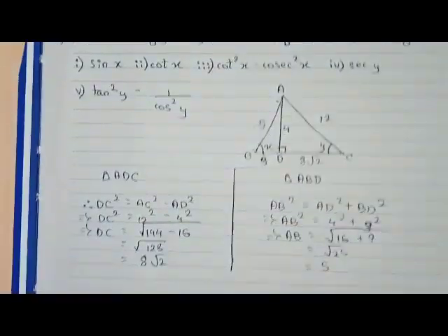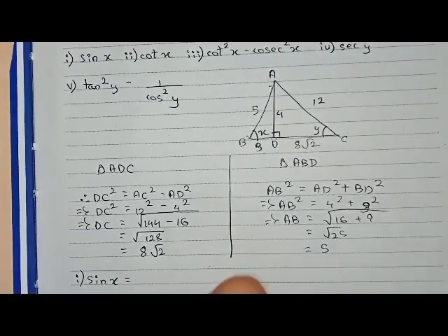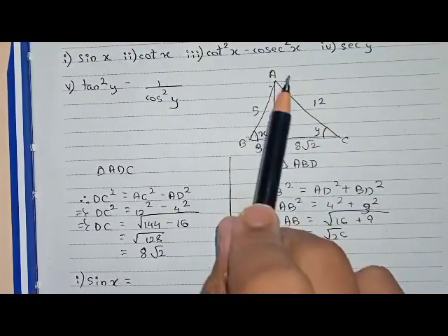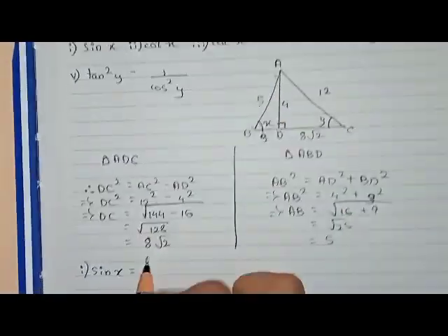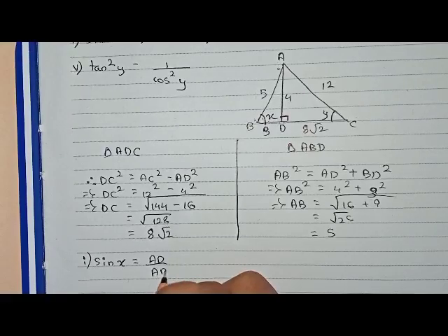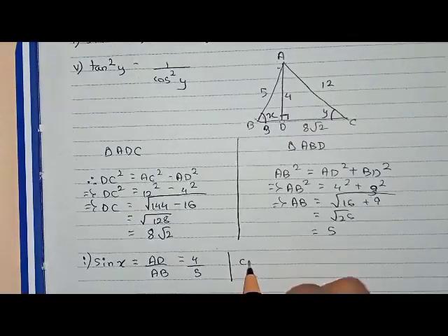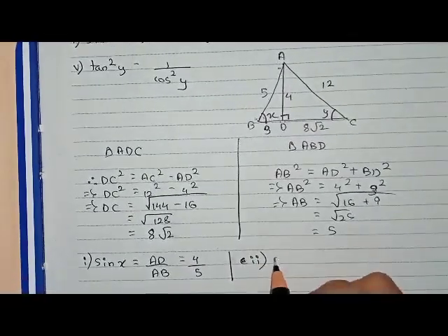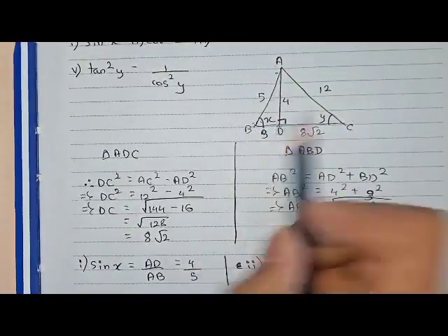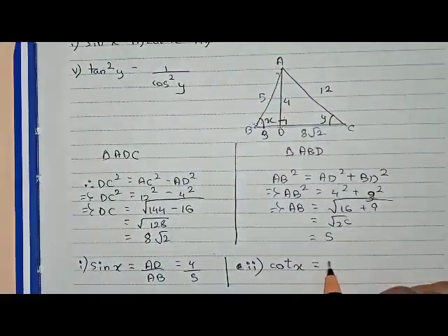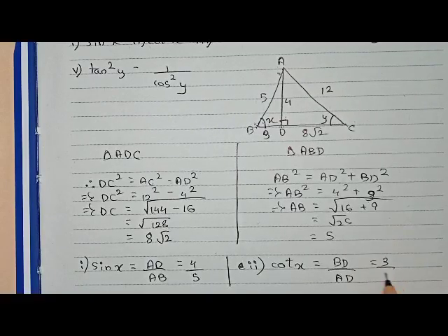Now our first question, sin x. Number 1, sin x. So x is here, sin means height by hypotenuse. So height is AD, opposite to this angle, and hypotenuse is AB. AD by AB is equal to 4 by 5. Now cot x. Cot means base by height. So base is BD, height is AD. So BD by AD is equal to 3 by 4.